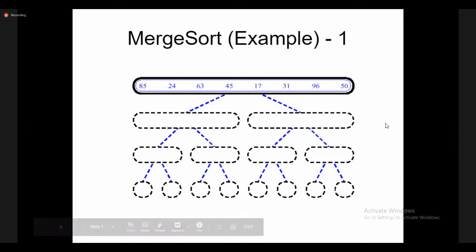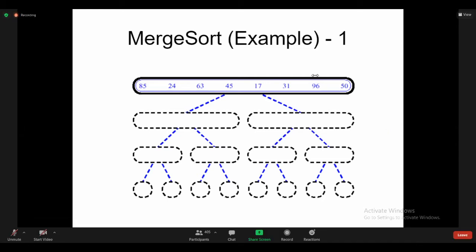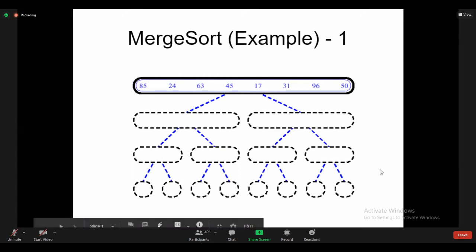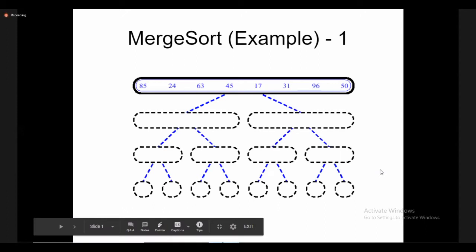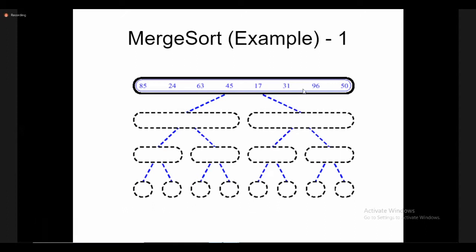Okay, 3 members have responded. 85 to 45 is first. Next, 17 to 50, the second list. Okay, very good. See the next step. Let's see the procedure graphically, after the first step.